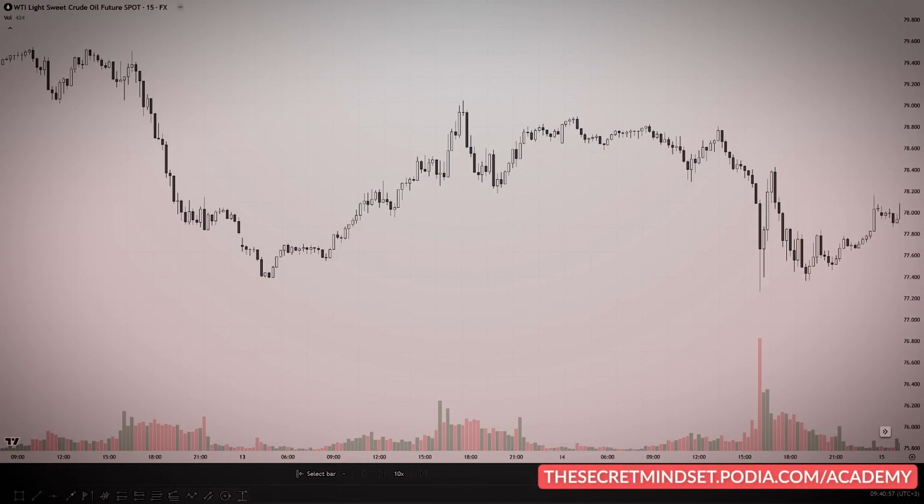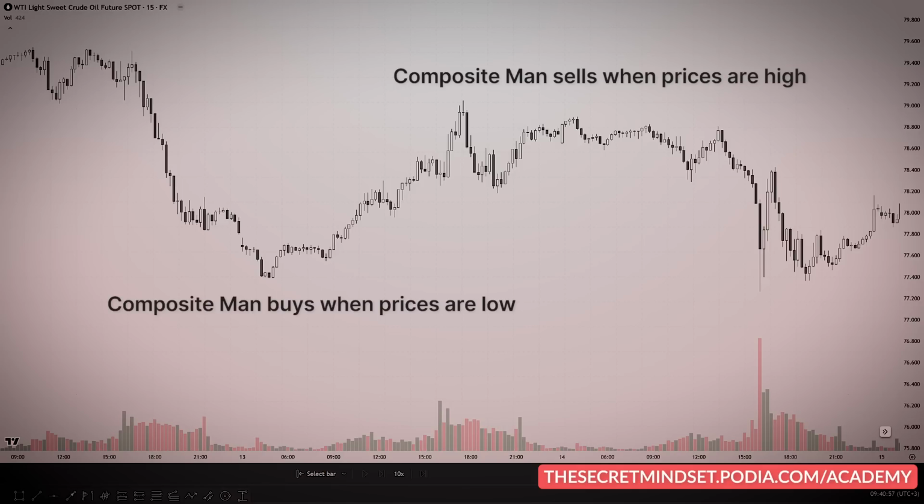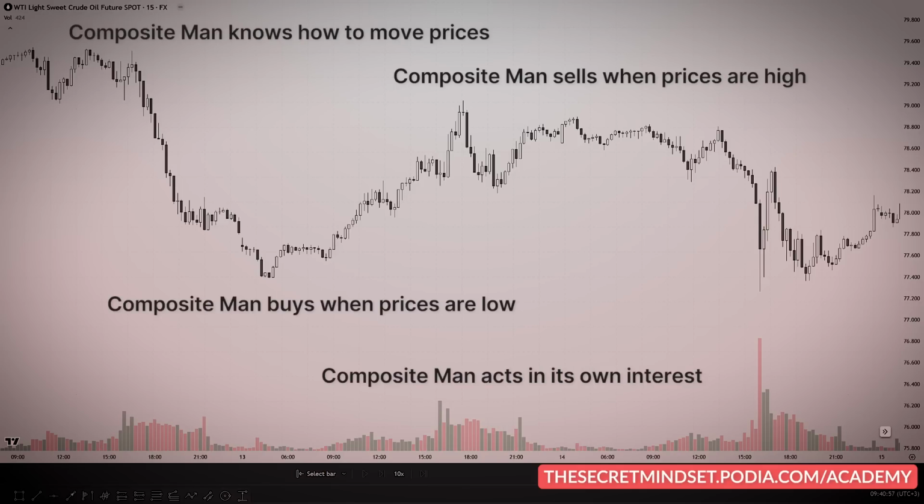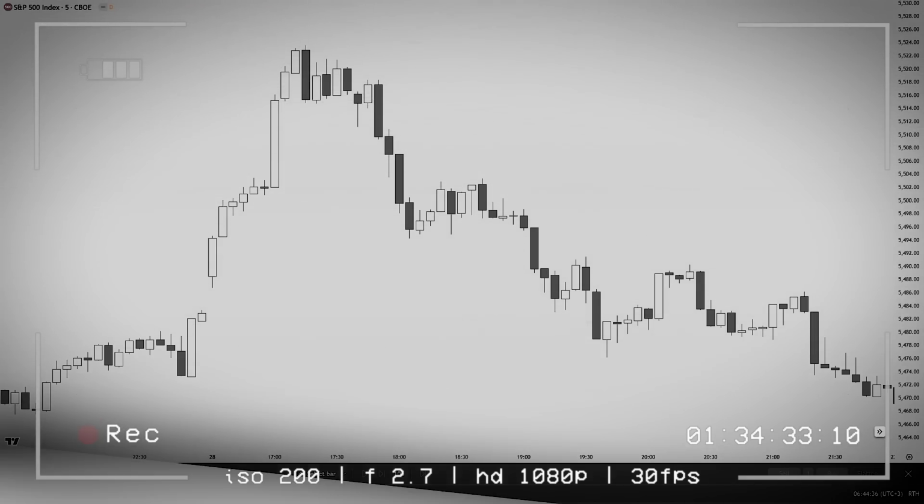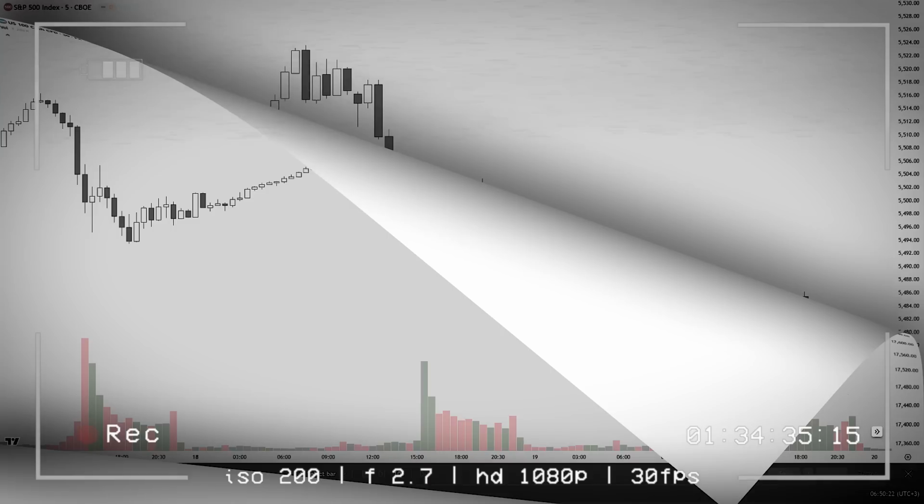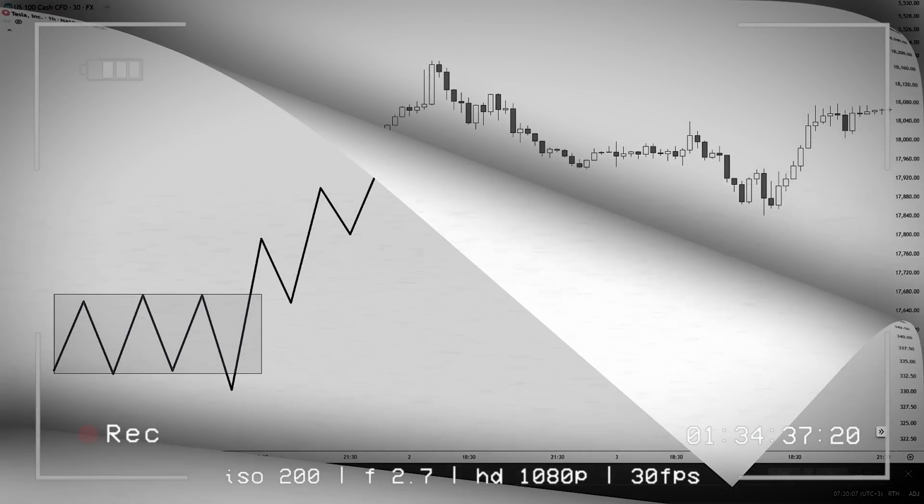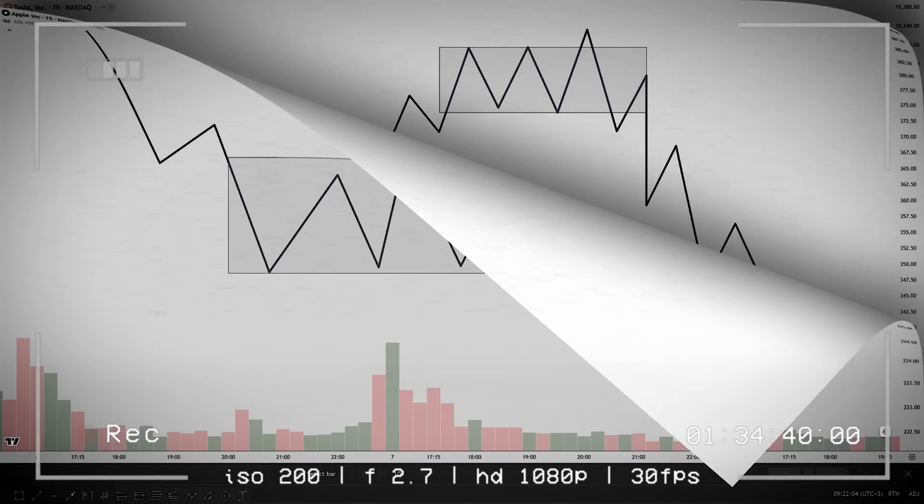Here's what the Composite Man does. He buys when prices are low. He sells when prices are high. He acts in his own interest, and he knows how to move prices. The Composite Man doesn't control the whole market, but he has a big impact. He can push prices up or down for a while.